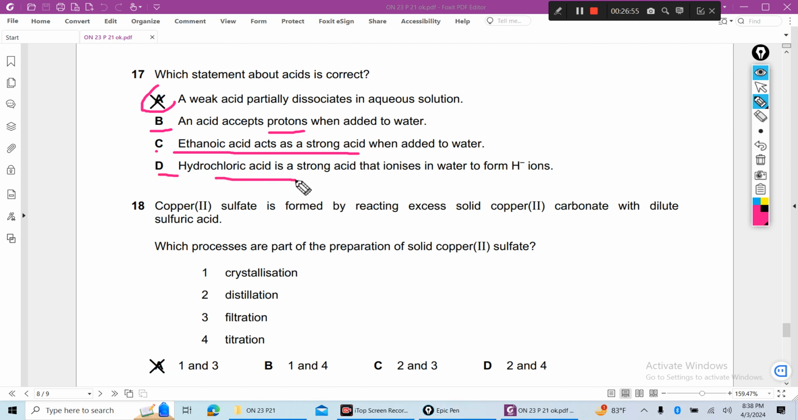D: hydrochloric acid is a strong acid. This is true. That ionizes in water to form H minus ion, no, to form H plus ion. That's why this is wrong.